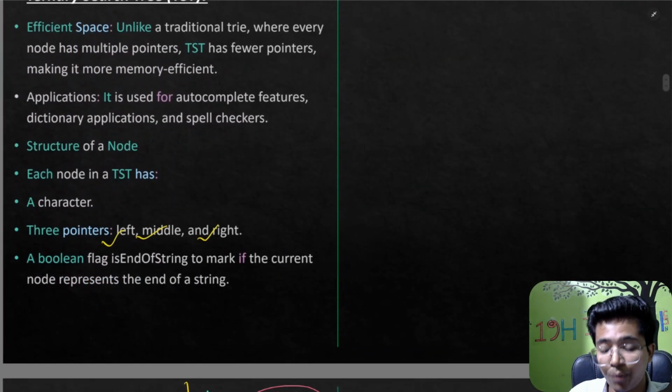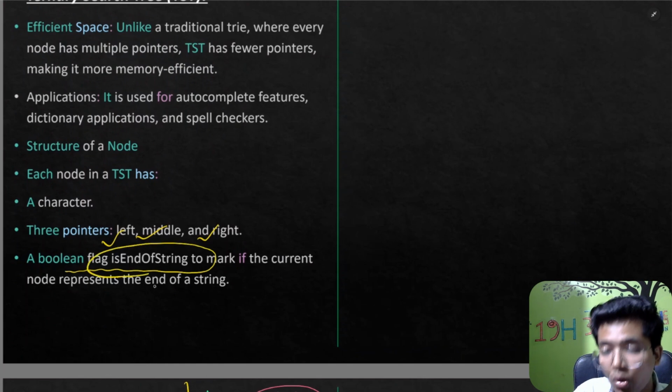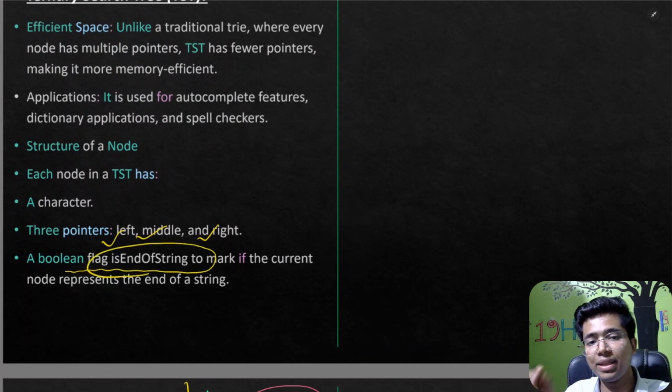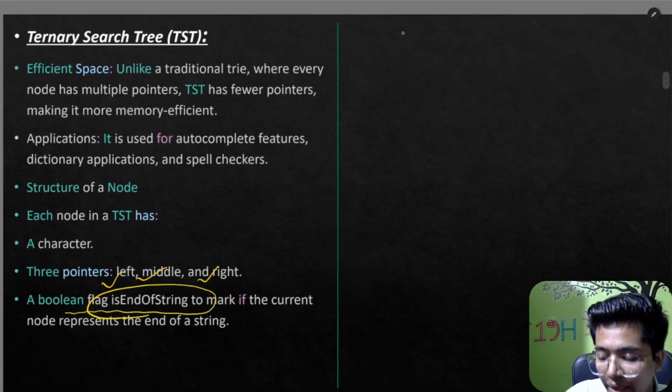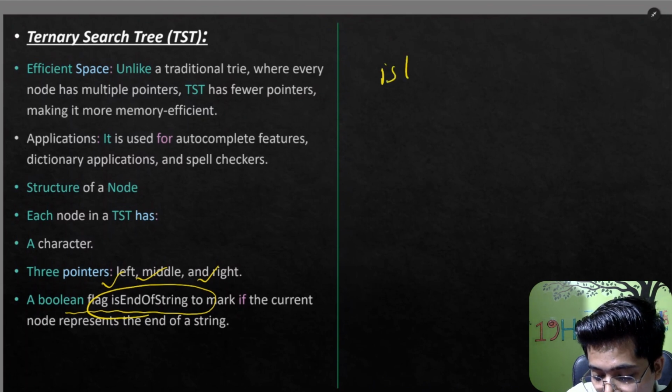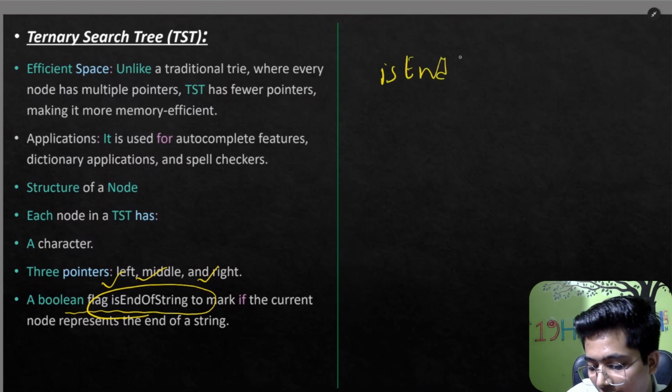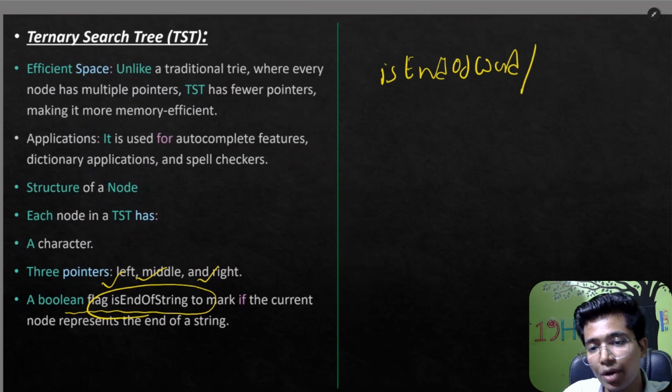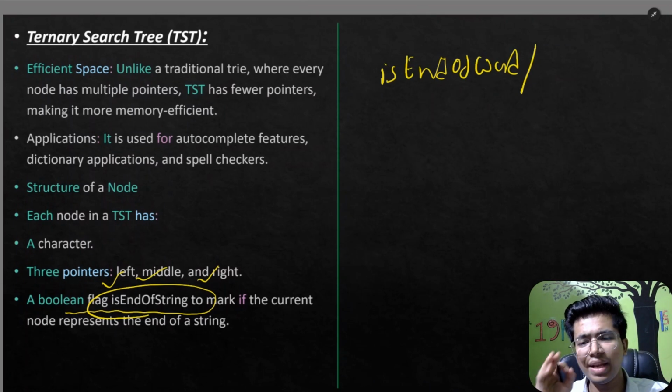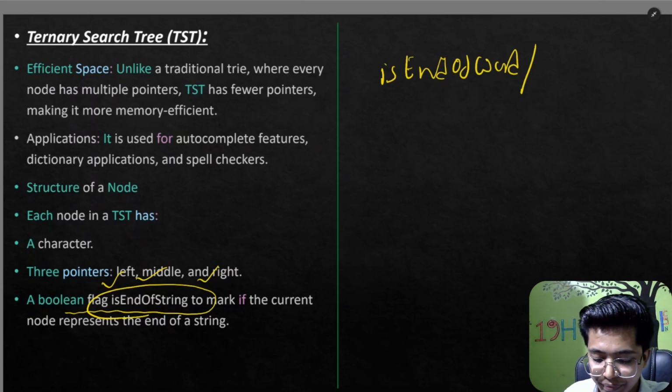The important thing is the boolean. There is always a flag, boolean is end of string or is end of word. We can name it anything, but we mainly use is end of word. Sometimes I use is end of word in the program, sometimes is end of string, whatever I want. You can use anything as the boolean flag, but it's better to use is end of word or string so we can remember it better.